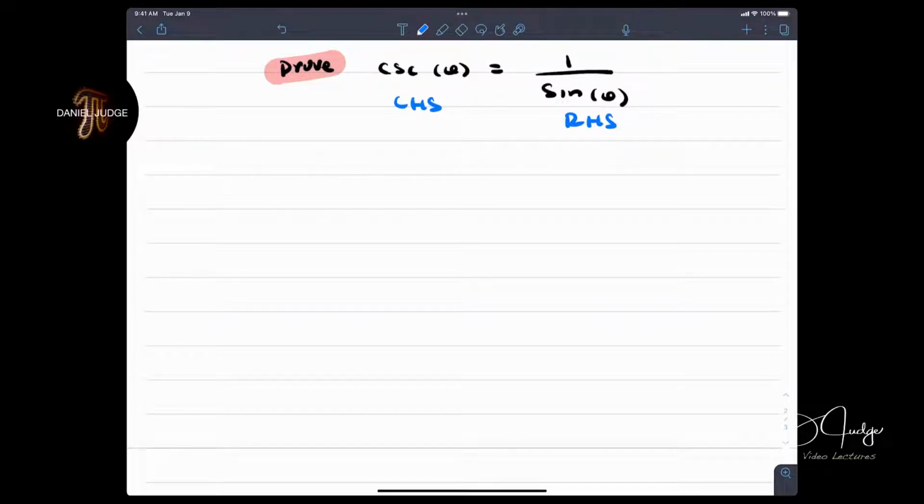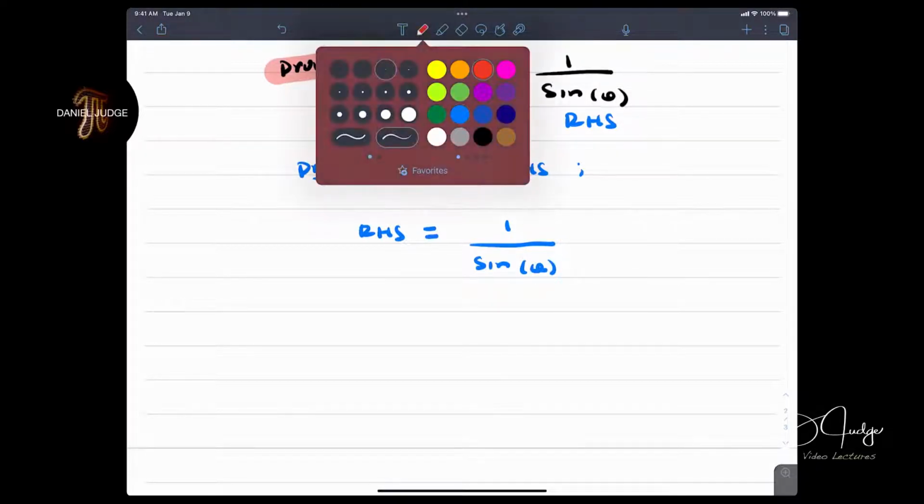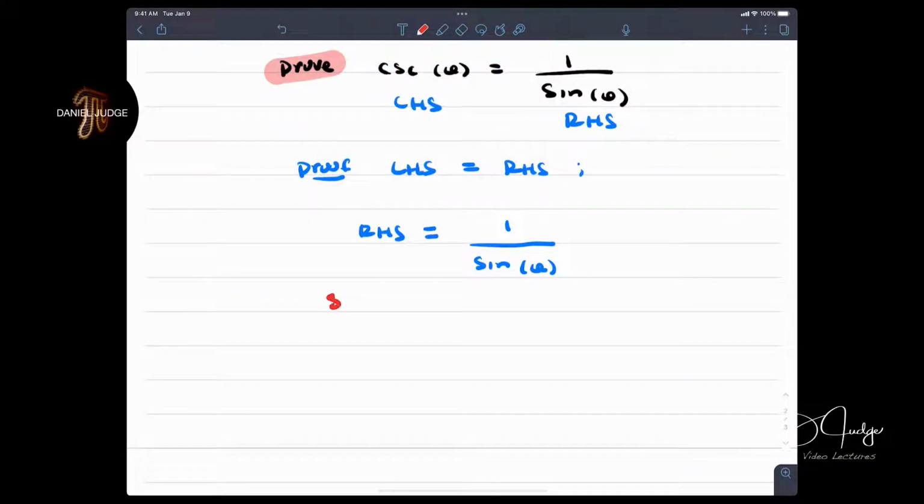There's no law, even though I say to you, start with the left-hand side. Generally speaking, yes. In a proof, you want to start with the left-hand side, and you want to show it equals the right-hand side. But you don't have to. I can switch these sides. I can even start with the right-hand side, and I can say the right-hand side is 1 over sine theta. So you can start with the right-hand side, and then in this case, our game plan is to show the right-hand side equals the left-hand side.